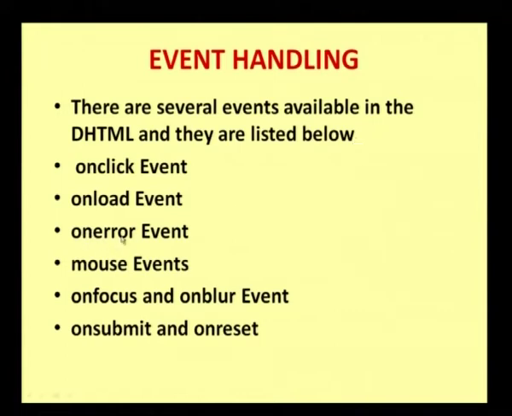Then the onError event is a special type of event for when the script has gone wrong. If the output is wrong, the user can catch that error using this onError. So we can also determine the error present in the script by using onError. Next, mouse events, onMouseOver and onMouseMove, whenever the user is moving the mouse over any object or controls inside the web pages.